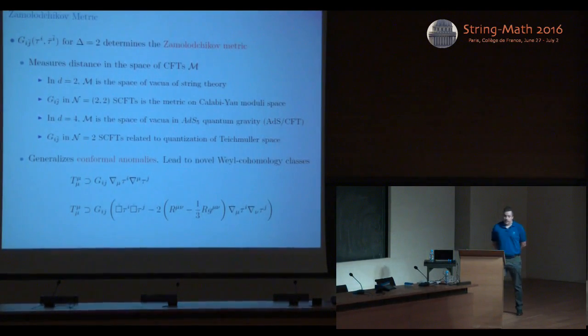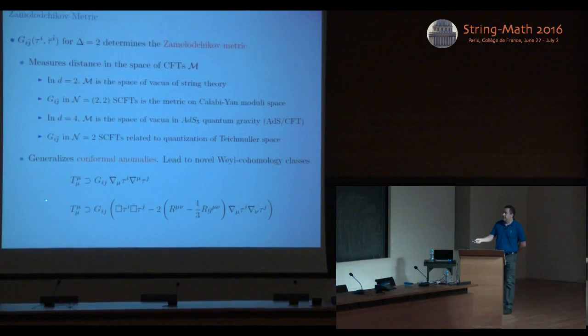So one feature that will play an important role in our discussion is the fact that if you have a conformal manifold, namely exactly marginal operators, this Zamolodchikov metric gives rise to new conformal anomalies in your superconformal field theory. Namely, if you promote the coupling constants, the moduli of the superconformal field theory, to background fields, there are new cohomology classes that appear in the conformal anomaly, namely in the trace of the energy momentum tensor.